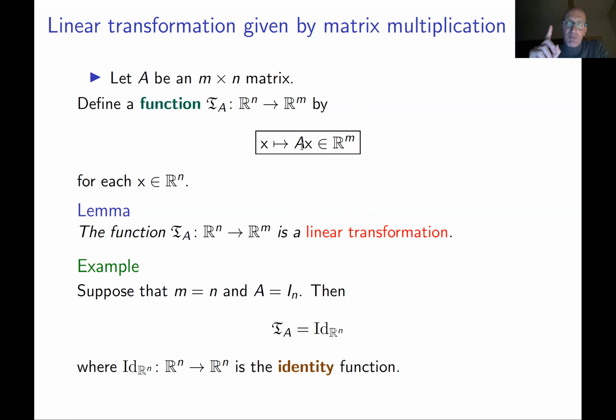Okay, you see the pattern? Once we had the identity function, we took its standard matrix and it's an identity matrix. Vice versa, you have the identity matrix, you take the function which corresponds to this matrix defined by this formula, and this is the identity function. This is not a coincidence, of course.